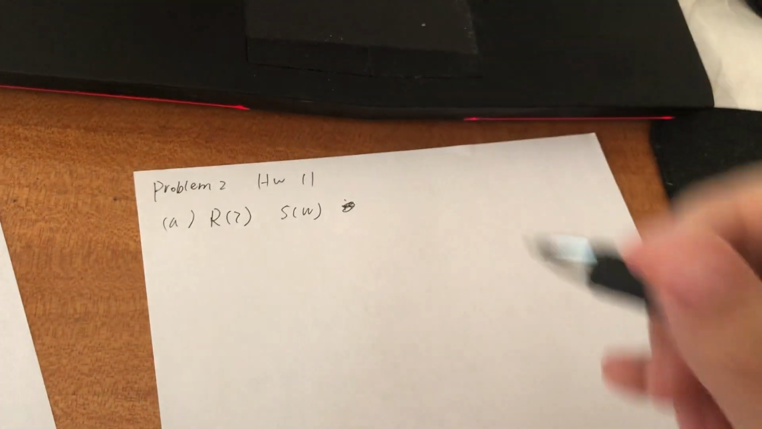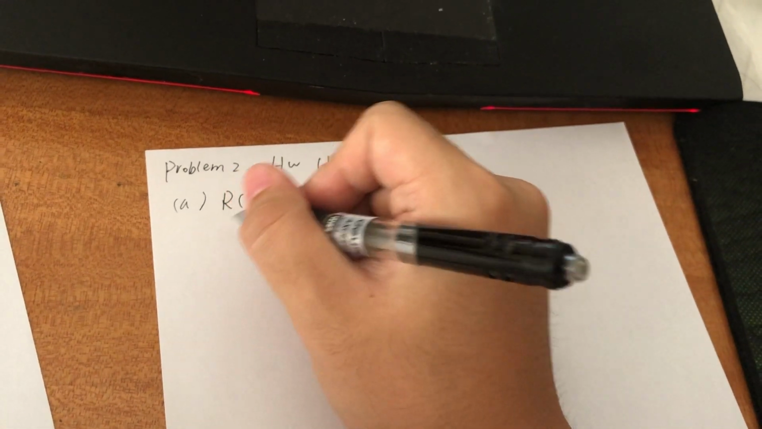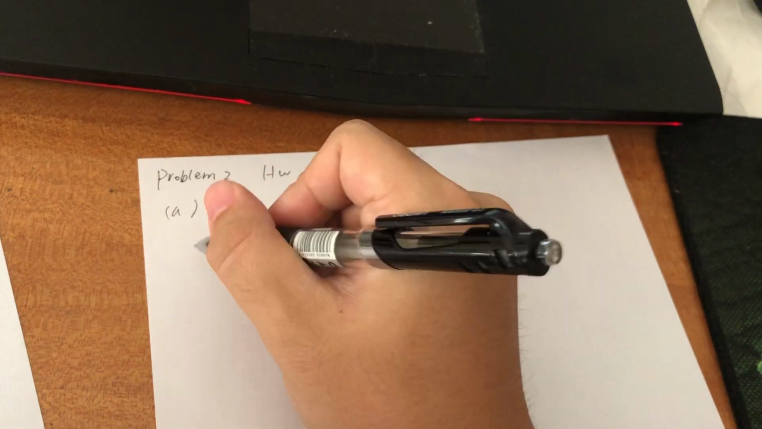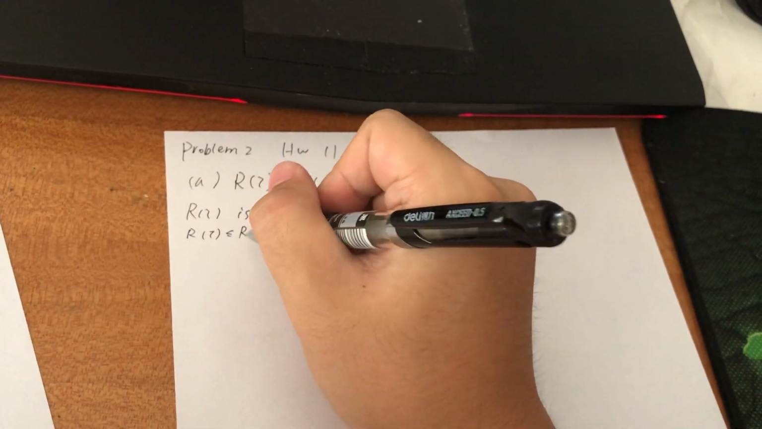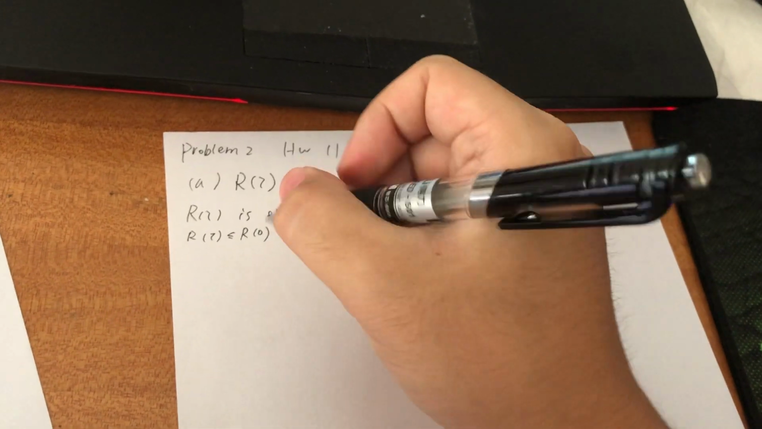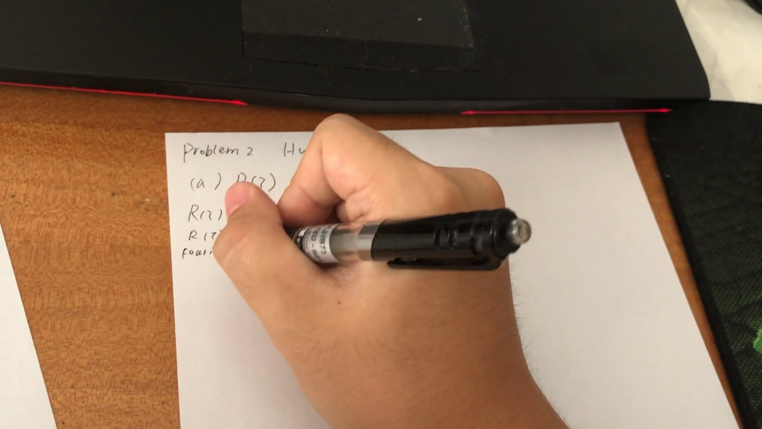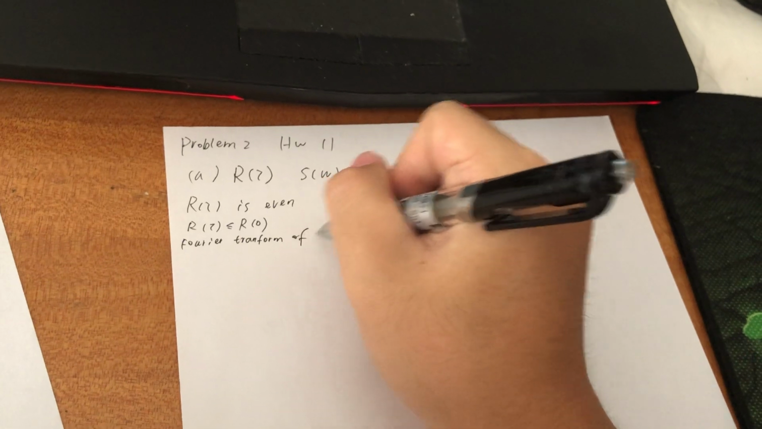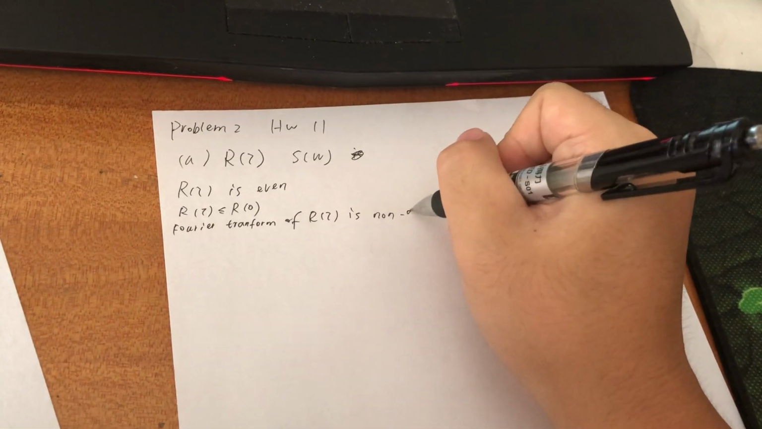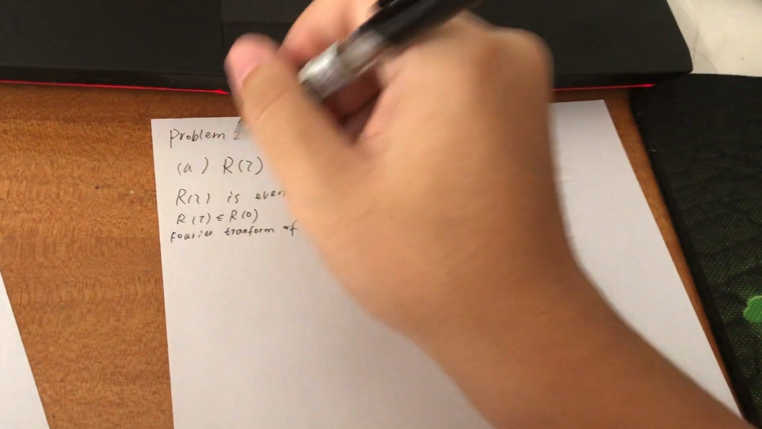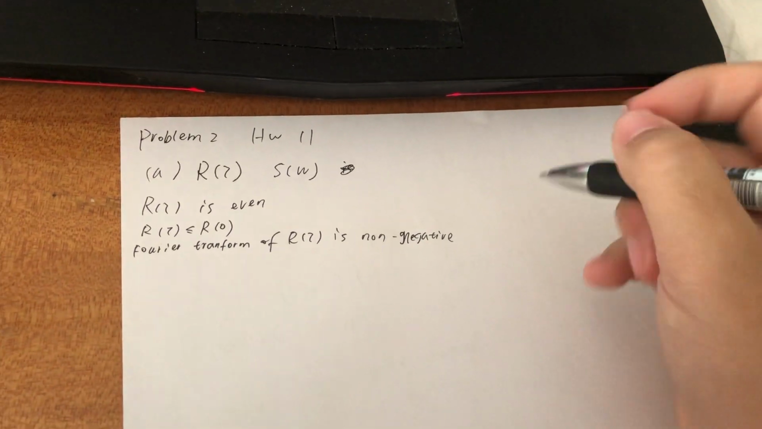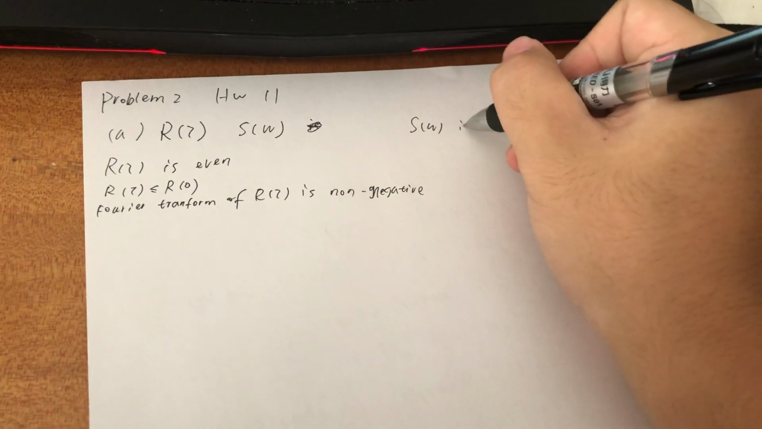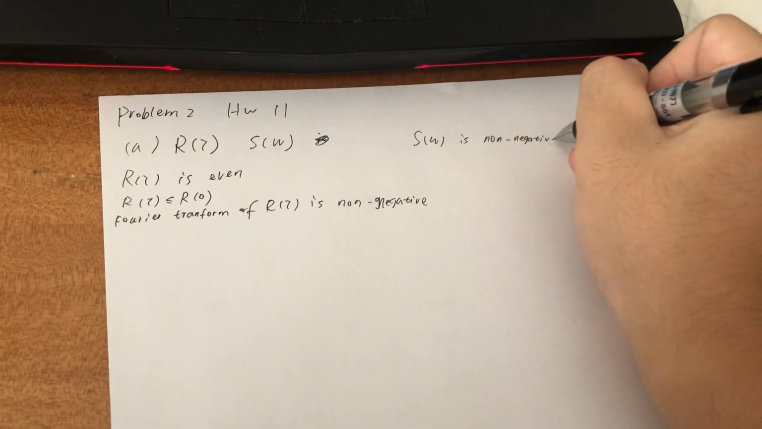According to the definition from the notes, if R tau is an autocorrelation function, it must be even, R tau is less than or equal to R of 0, and the Fourier transform of R tau is non-negative. This is for the autocorrelation. The only requirement for the power spectrum is that S omega is non-negative.